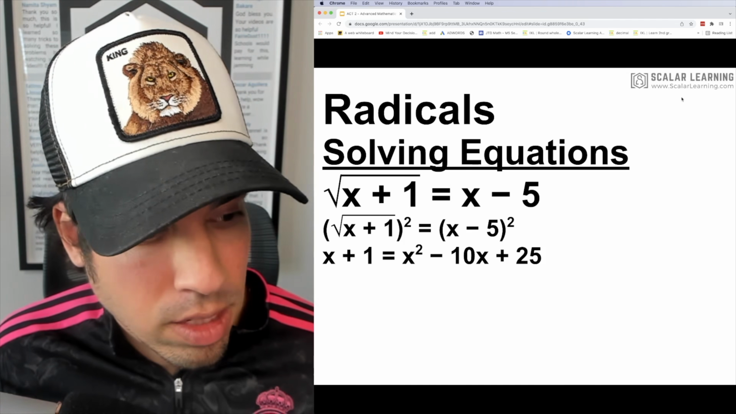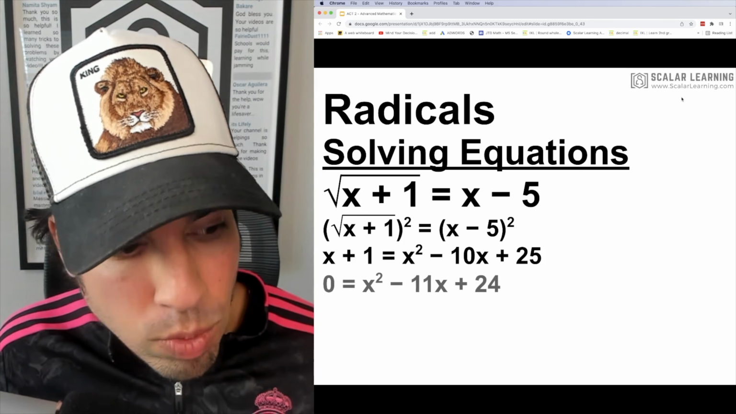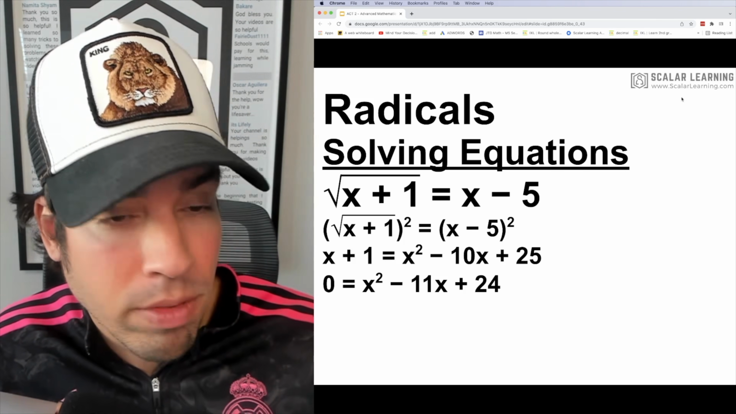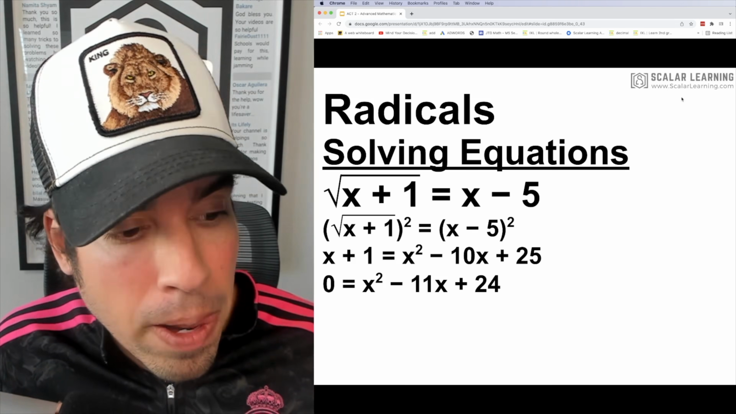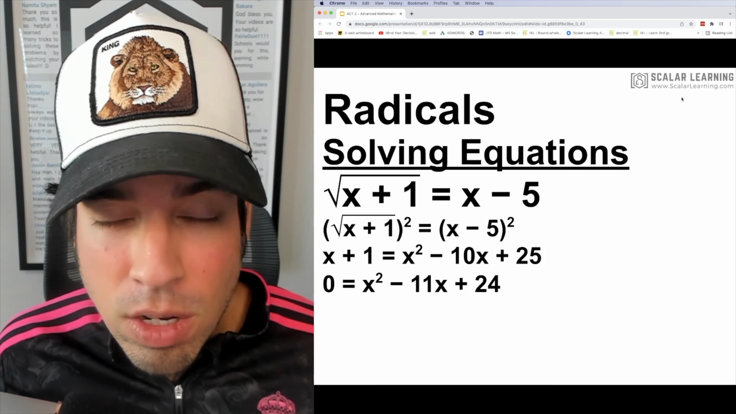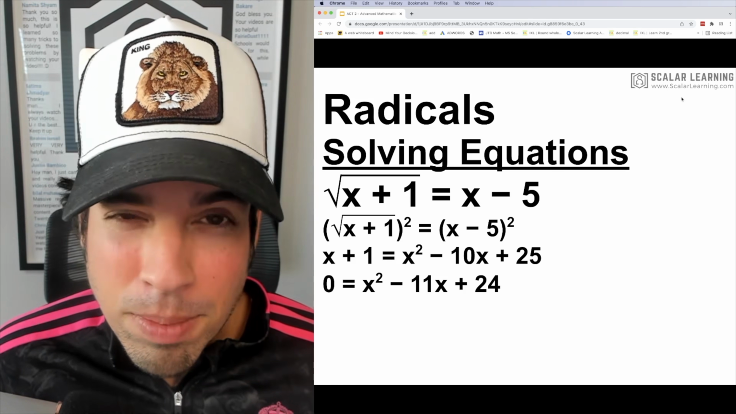Then I'm going to move the x and the 1 on the left side to the right side because we want to follow that zero product rule. So when I subtract 1 from both sides, I get 25 minus 1, which is 24. When I subtract x from both sides, I get negative 10x and negative x, which makes negative 11x. Next, I'm going to factor.